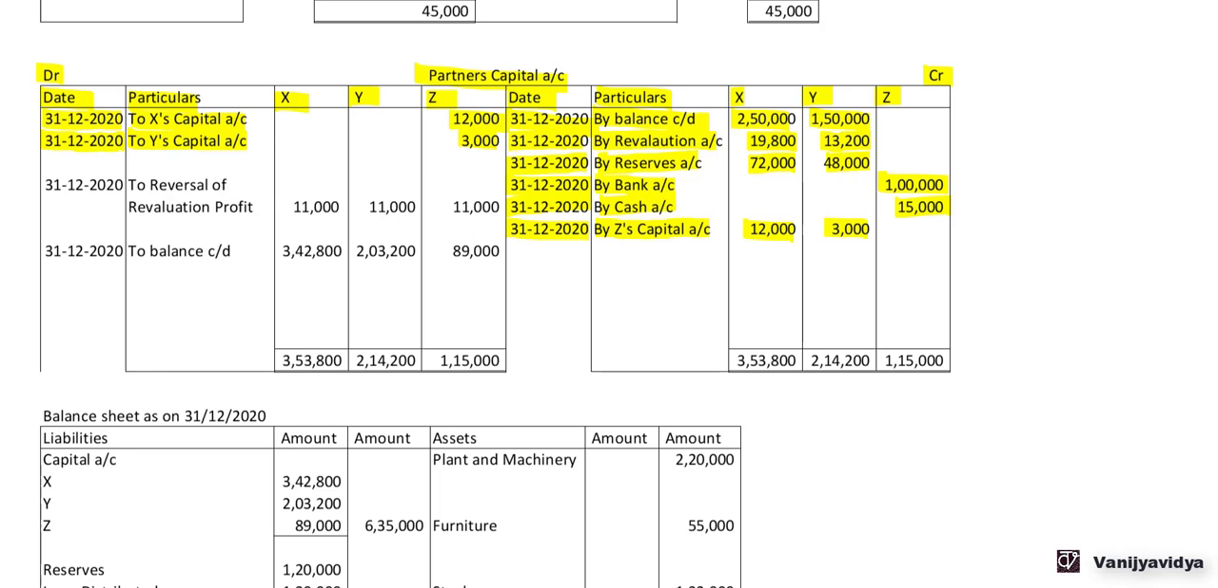Now, we have prepared a memorandum revaluation account. In the memorandum revaluation account, we have not affected any value of assets and liabilities because of revaluation. But since we need to find out the profit and distribute it to the partners in their profit sharing ratio, we have passed this entry of the revaluation account in the partners' capital account. Only one effect of this is given in the partners' capital account, because the memorandum revaluation account is outside the books. It is not in the main books of account. Now what we will do is we will reverse this entry.